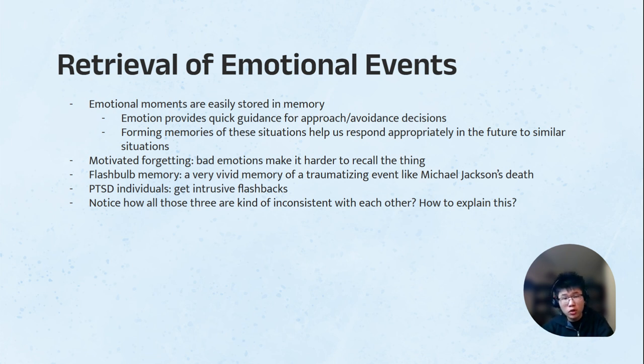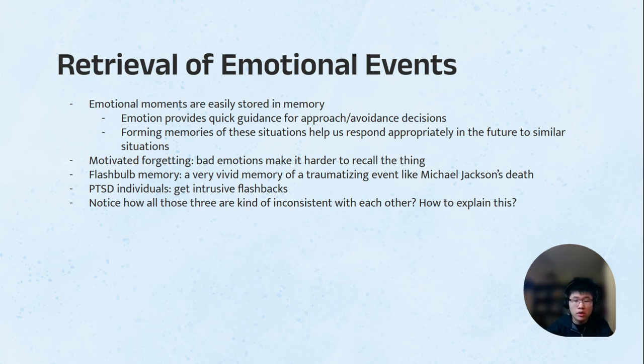With the retrieval of emotional events, emotional moments are very easily stored in memory. Emotion provides quick guidance for approach avoidance decisions, and forming memories of these situations helps us respond appropriately in the future to similar situations. This makes sense, right? It's evolutionarily beneficial to us. But we can also have things like motivated forgetting, where bad emotions make it harder to recall a thing. Flashbulb memories, where a very vivid memory of a traumatizing or emotionally impactful event helps us remember many, many details. PTSD individuals, on the other hand, get intrusive flashbacks.